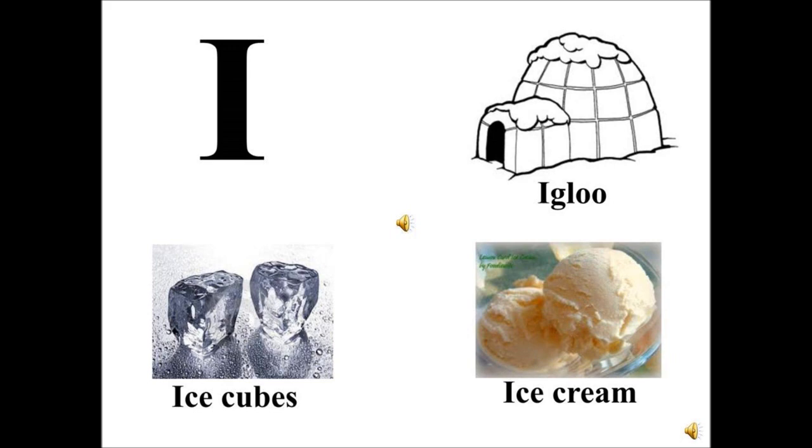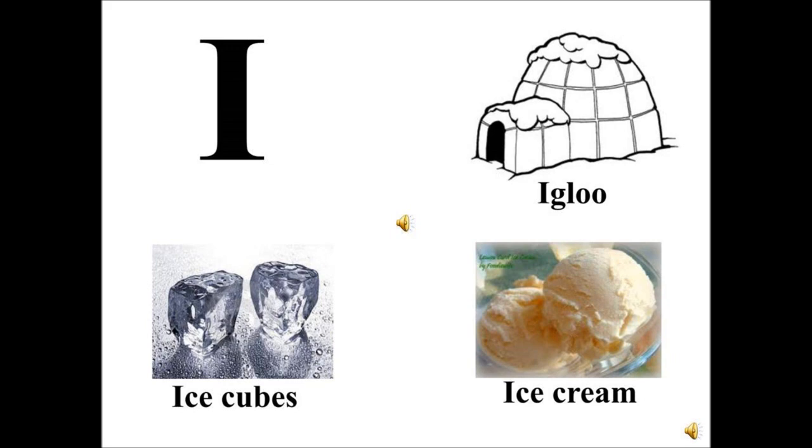Igloo. I. Igloo. An igloo is a type or kind of house. Let's spell the word igloo. I-G-L-O-O. Igloo. Ice cubes. I see a picture of two ice cubes.